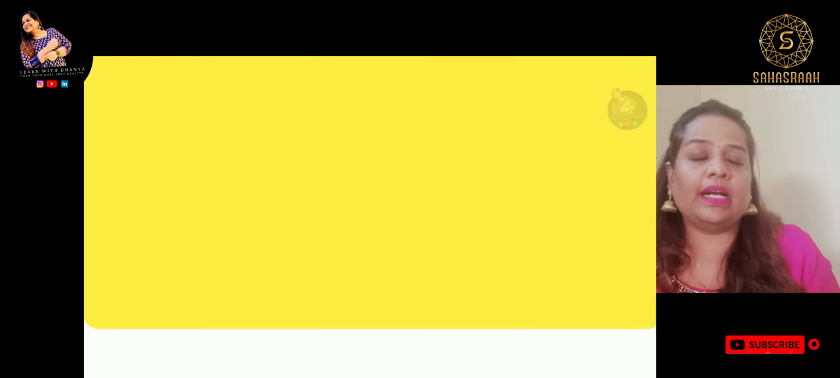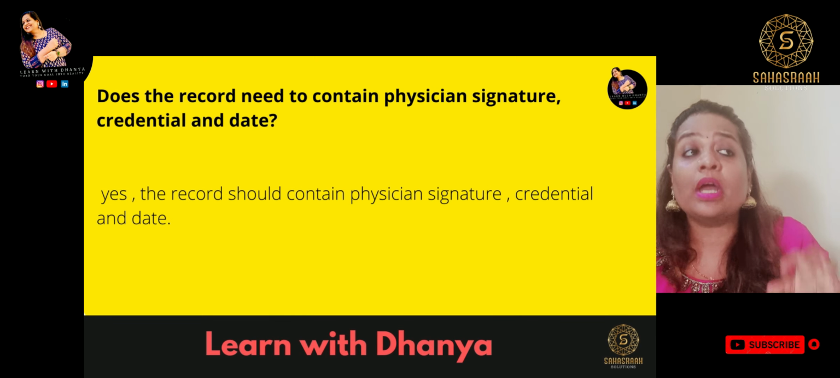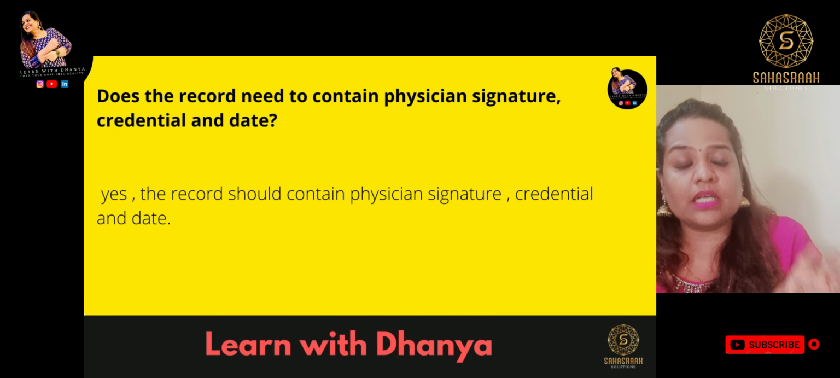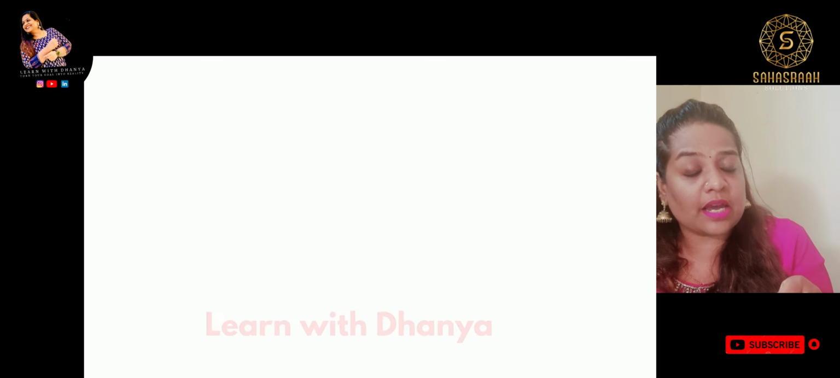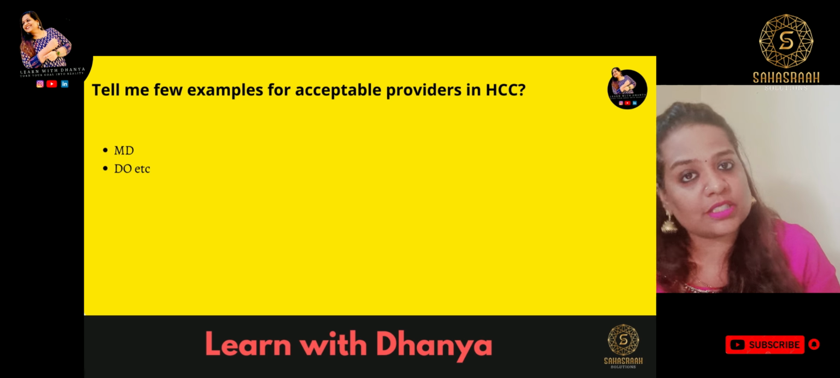And the next one is, does the record need to contain physician signature, credential and date? Yes, definitely. When we do this HCC project, the main thing you have to see is whether the record has the physician signature, whether the date is given, and whether the credential of the doctor is mentioned there.